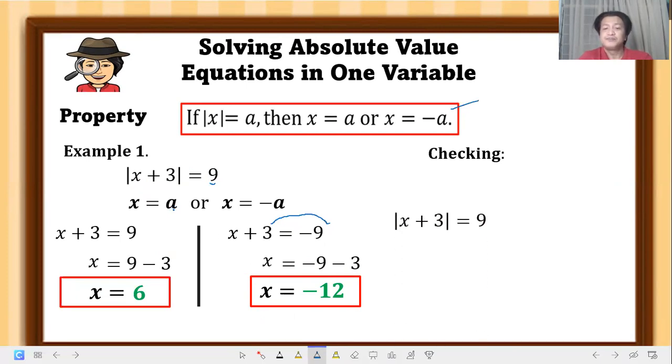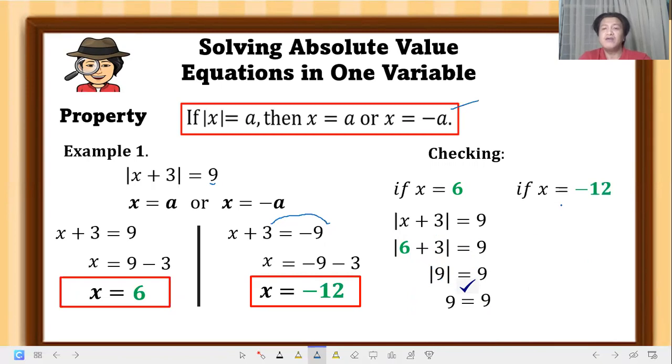So let's check. First, copy the given. And then, if x is equal to 6, substitute mo lang doon sa x. I-add mo yung nasa loob ng absolute value sign, 6 plus 3. And that is absolute value of 9. Remember, pag nilabas mo yung absolute value ni 9, positive pa rin siya. Kaya nga equal siya doon sa 9. Ibig sabihin, that is true or tama.